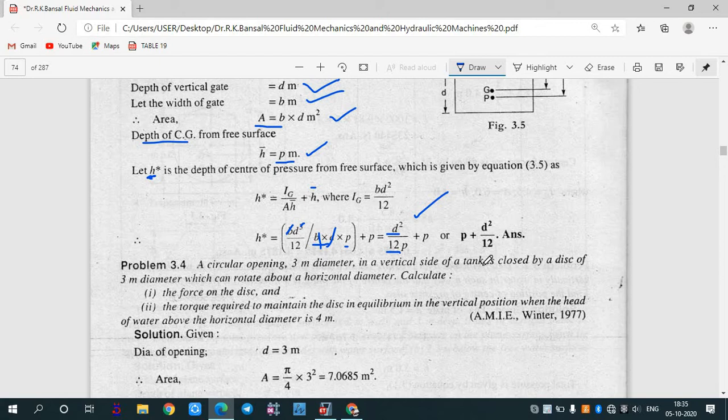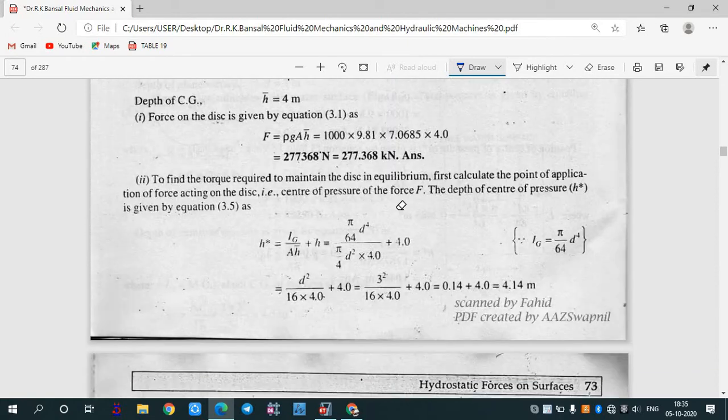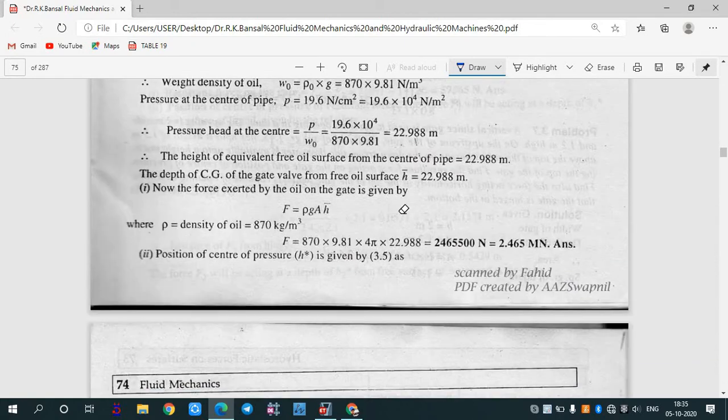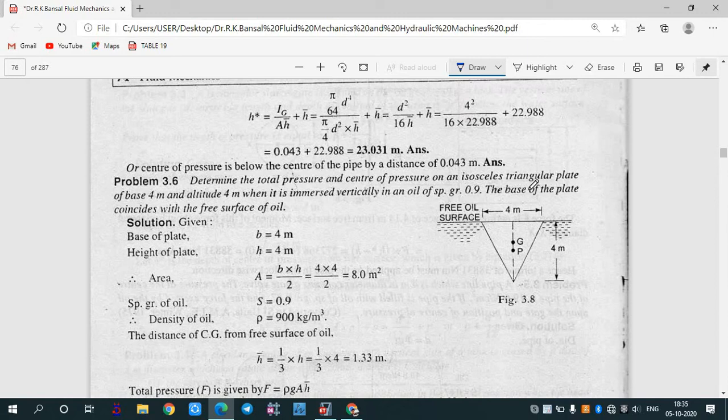After that, we will see the next numerical. It is based on the triangular shape. This is the problem. What we are doing in this: determine the total pressure. So we need to find out the total pressure. Total pressure is nothing but your F.